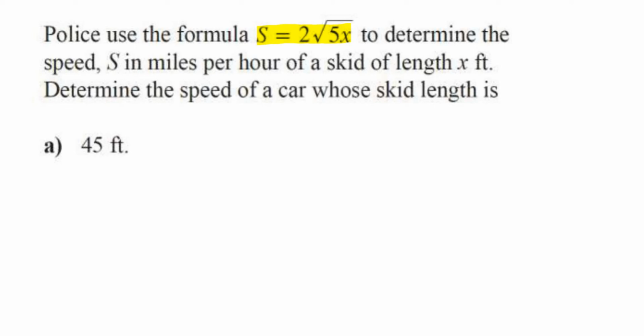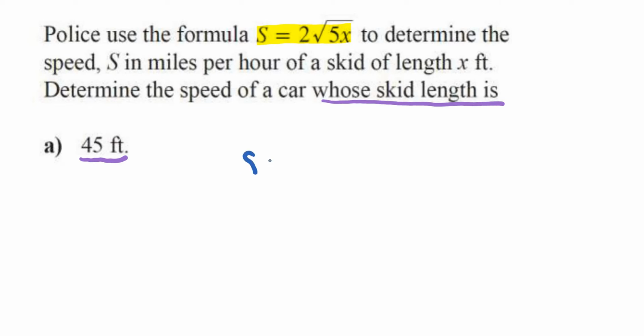All right, let's take a look at a few more word problems here. Please use the formula s equals 2 times the square root of 5x to determine the speed s in miles per hour of a skid length x feet. Determine the speed of a car whose skid length is 45 feet. I guess the police can measure the skid length, and if it's 45 feet, they can approximate how fast the car was going.